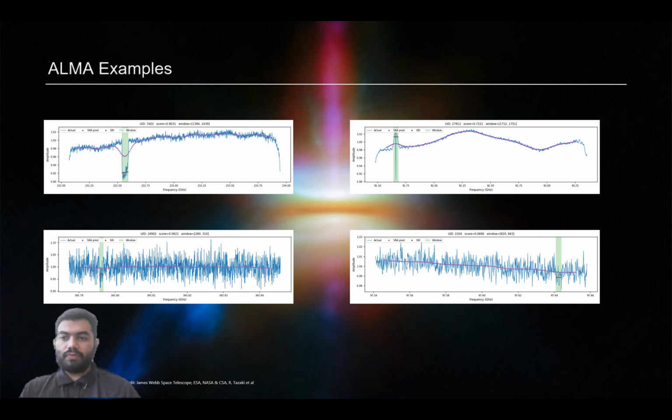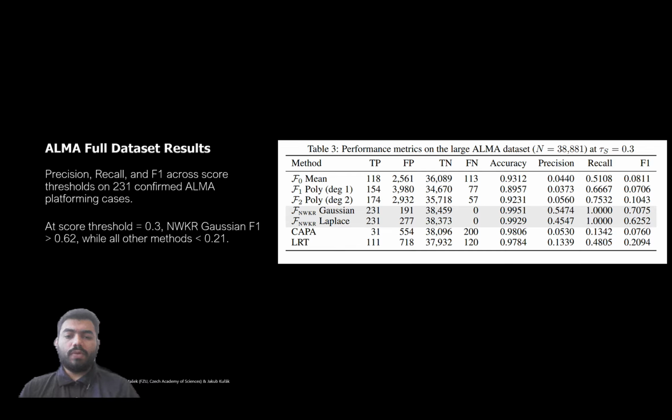On the full dataset, putting it all together, using NWKR Gaussian, we get a perfect recall of 1, precision of 0.547, and an F1 score of 0.707. The false positive rate is just 0.49 and the false negative rate is 1.3%, and the median runtime is about 45 milliseconds per signal, fast enough for real-time pipeline integration.